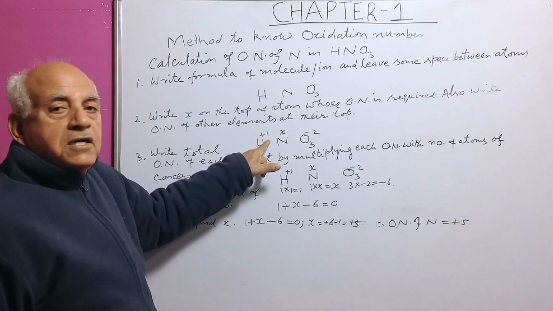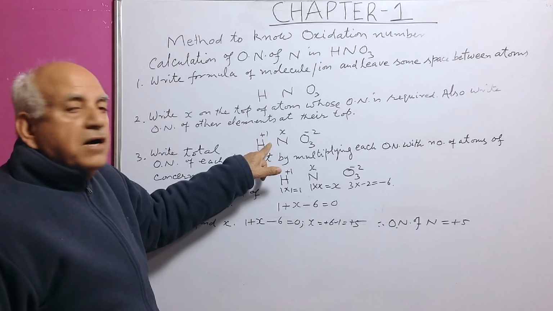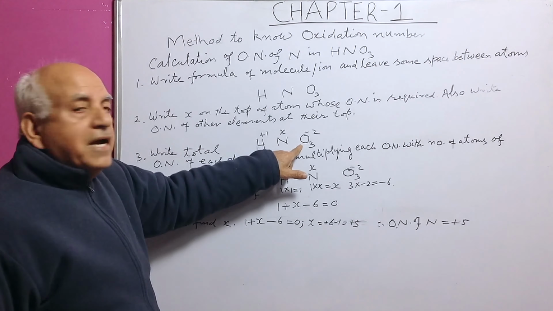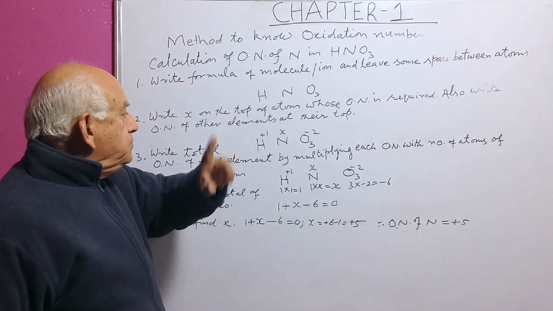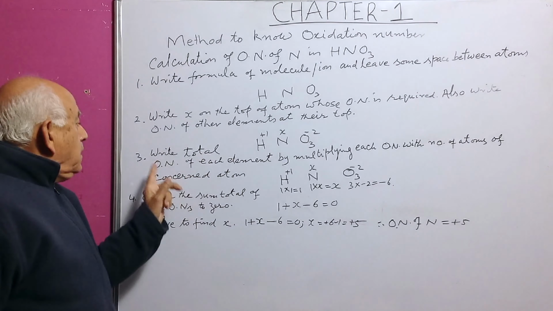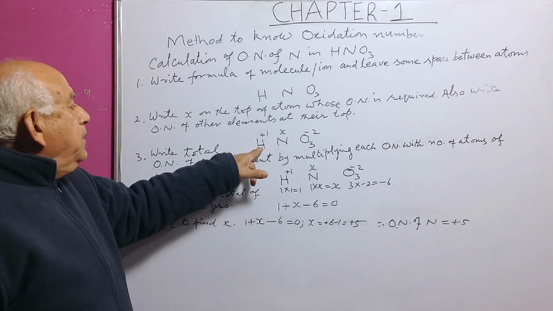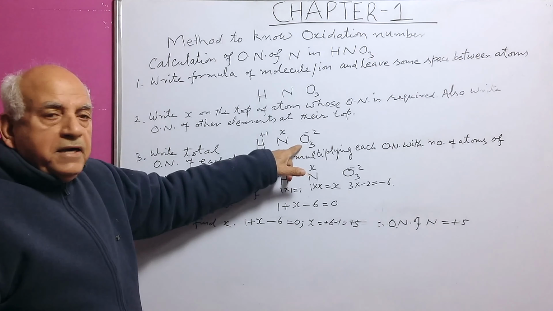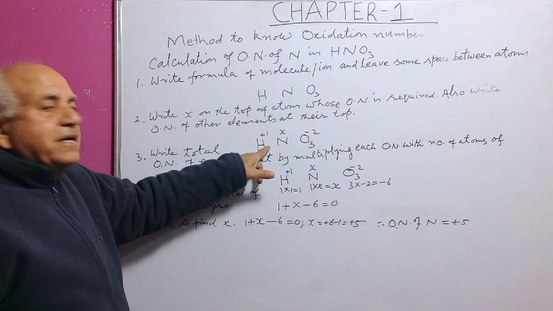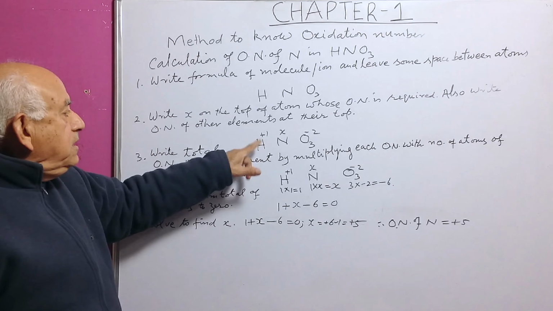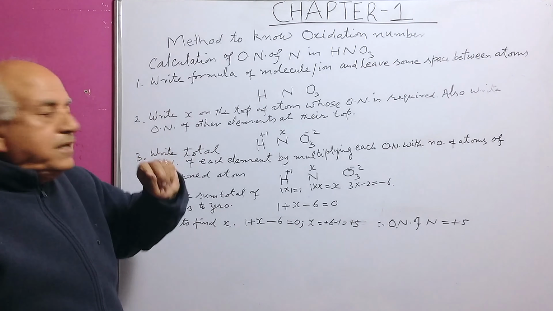Hydrogen has oxidation number +1. I have already told you. Oxygen has oxidation number -2. Now, write the total oxidation number of each element below each element by multiplying the number of atoms of that element with the oxidation number of that element.